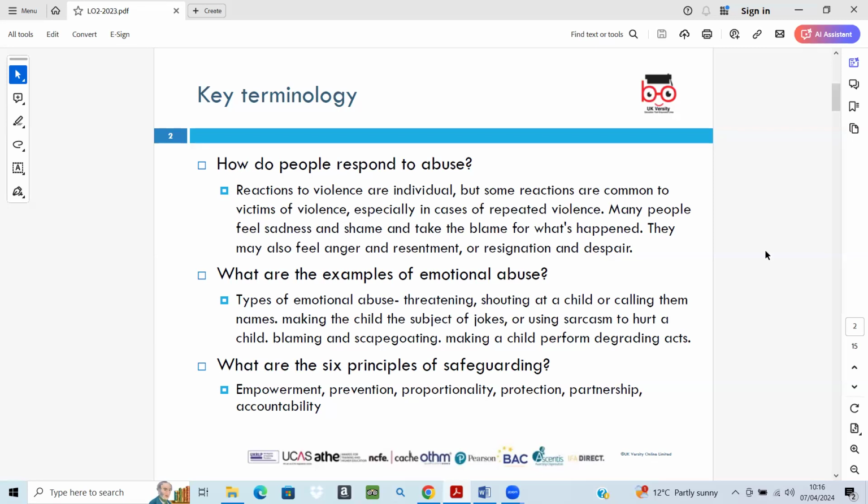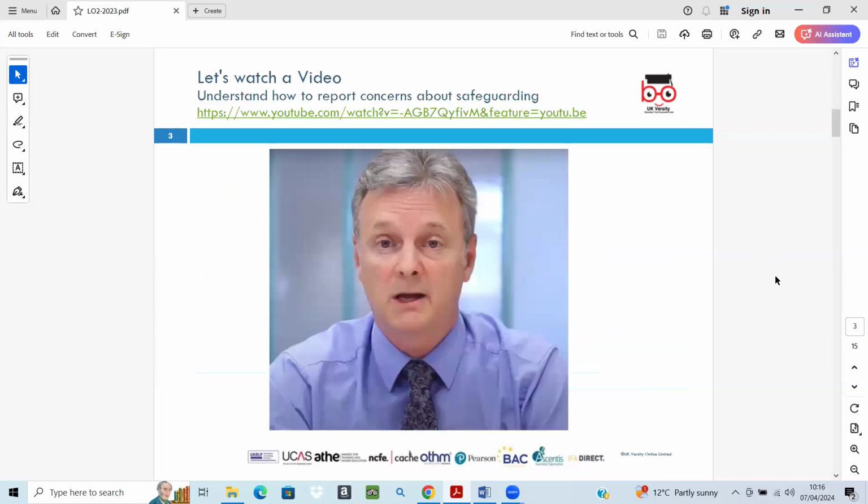It ensures individuals are supported to make their own decisions and have control over their lives. It is important to understand how people respond to abuse, and the principles of safeguarding are crucial in ensuring the safety and well-being of those in health and social care settings. So this is your slide 3.